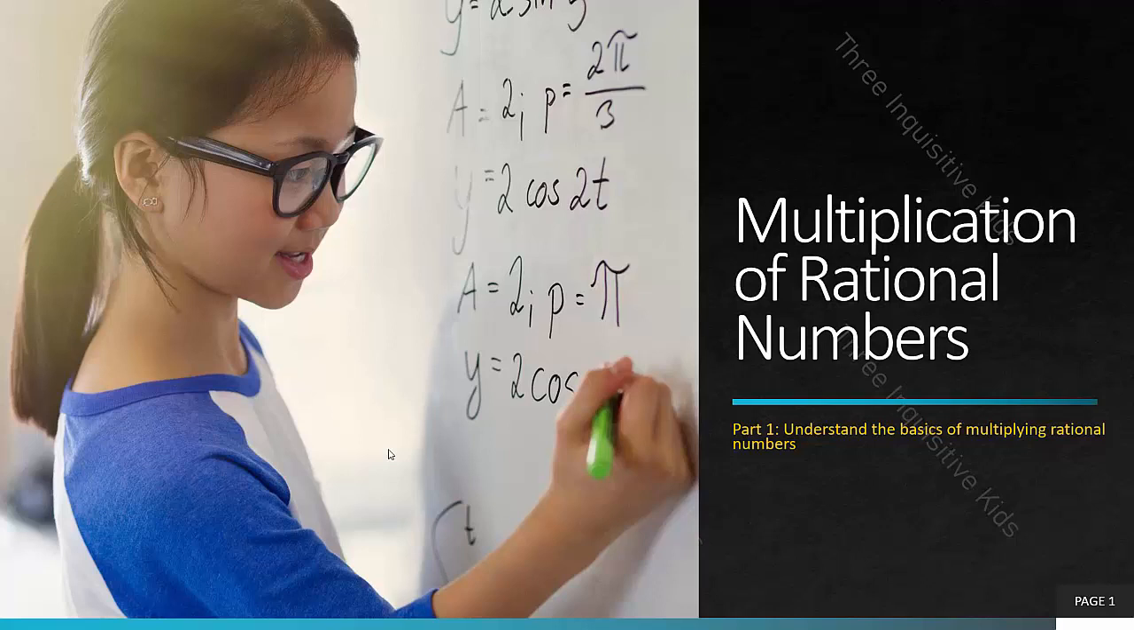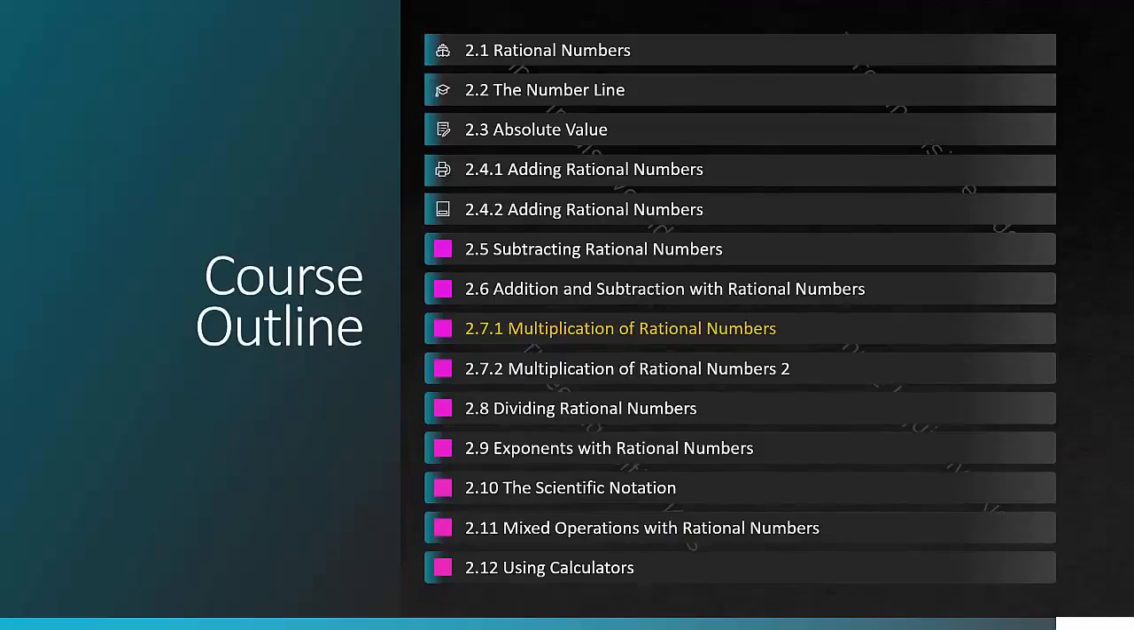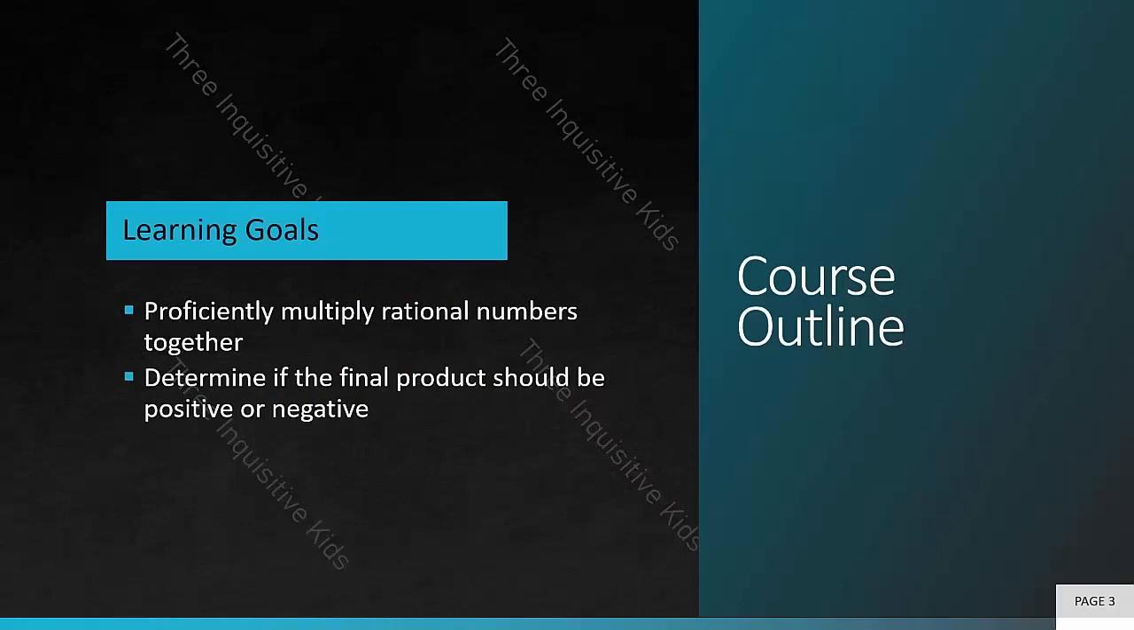In this video, we will be learning about multiplication of rational numbers. Today, we're going to be learning about multiplication with rational numbers, and in our previous lessons, we learned about adding and subtracting with rational numbers. So now, we're going to start going into multiplication, division, and exponents. Our learning goals for today is to be able to proficiently multiply rational numbers together and determine if the final product should be positive or negative.